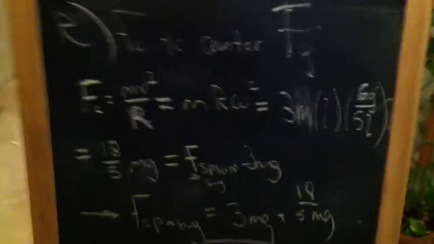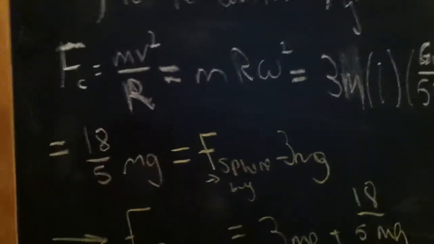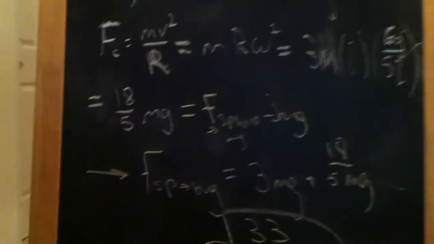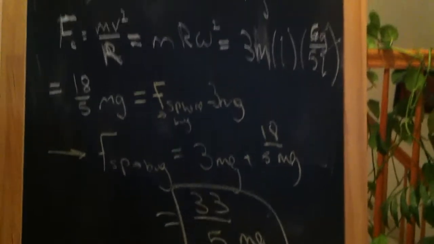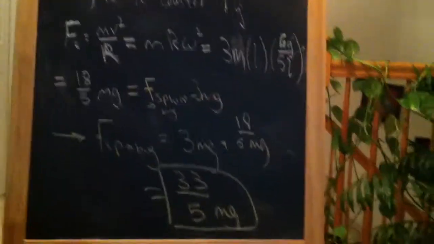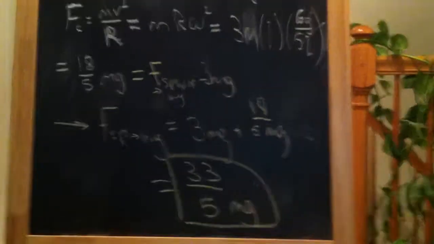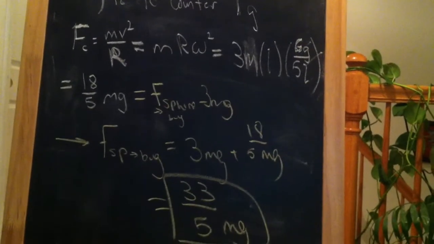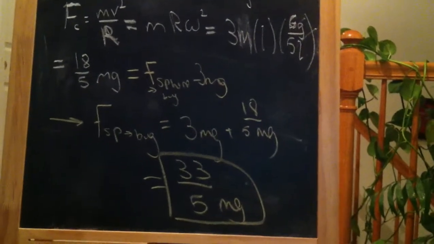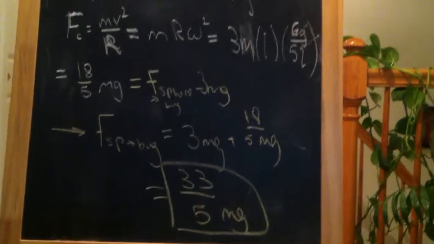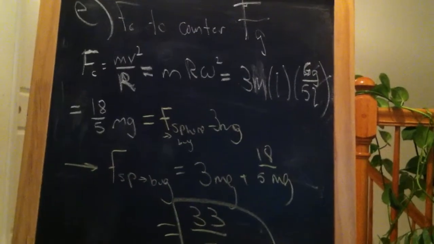The last part asks for the force of the sphere on the bug when the rod system is vertical, so that the bug does not fly off the sphere. Remember, the bug is basically upside down, holding on for dear life at this point. It's a vertical system, so there needs to be a force between the sphere and the bug so that the bug doesn't just fly off.